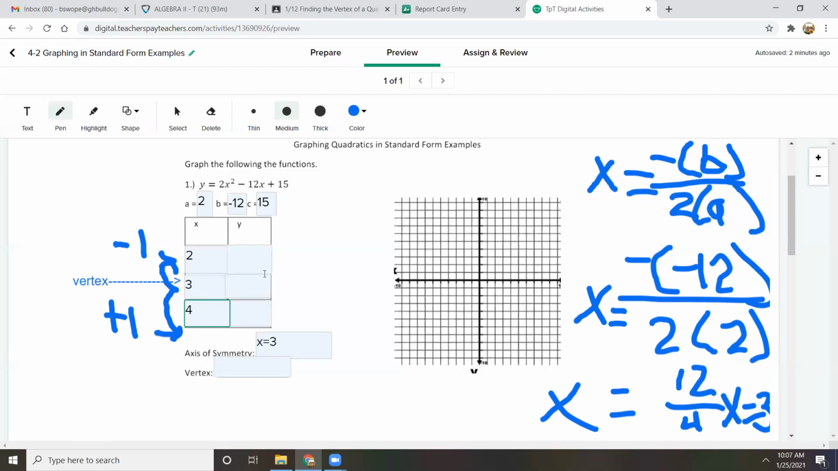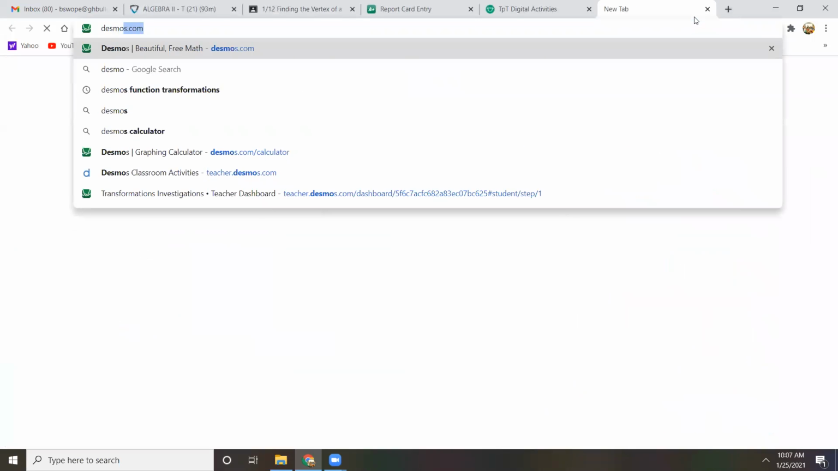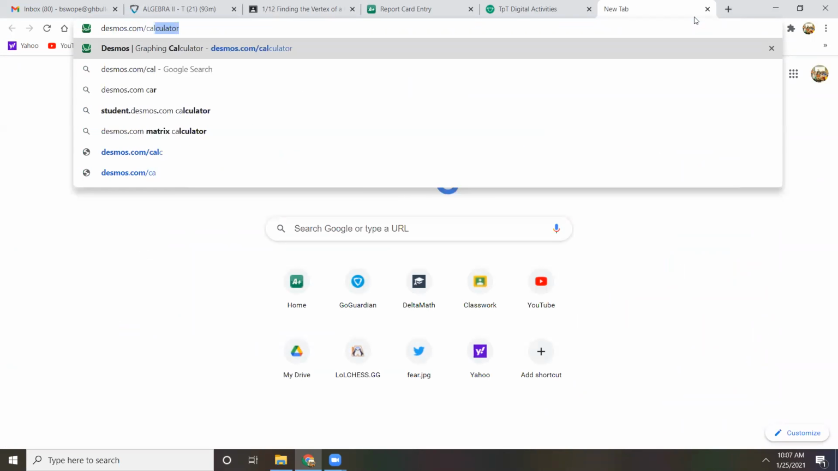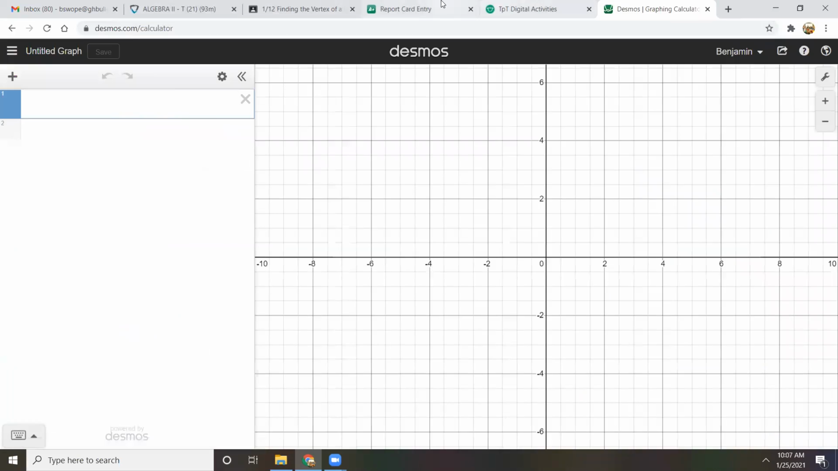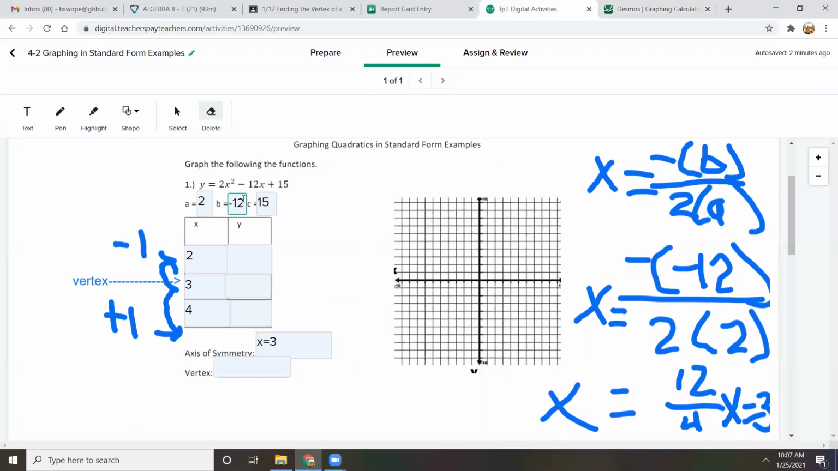To get your y values, we're going to plug these into our equation. You really just have to plug it into the right side of your equation. So my advice, once again, just like in the lab, is to go to desmos.com/calculator, and then plug those into that formula.